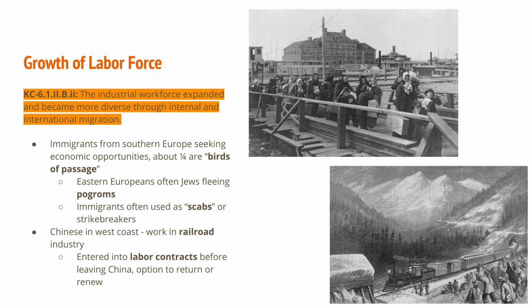We had Chinese immigrants on the West Coast. They worked in the railroad industry. Before they came to the United States, they most often had a labor contract already established before leaving China. And then at the end of that work contract, they had the option to return or to renew their contract.